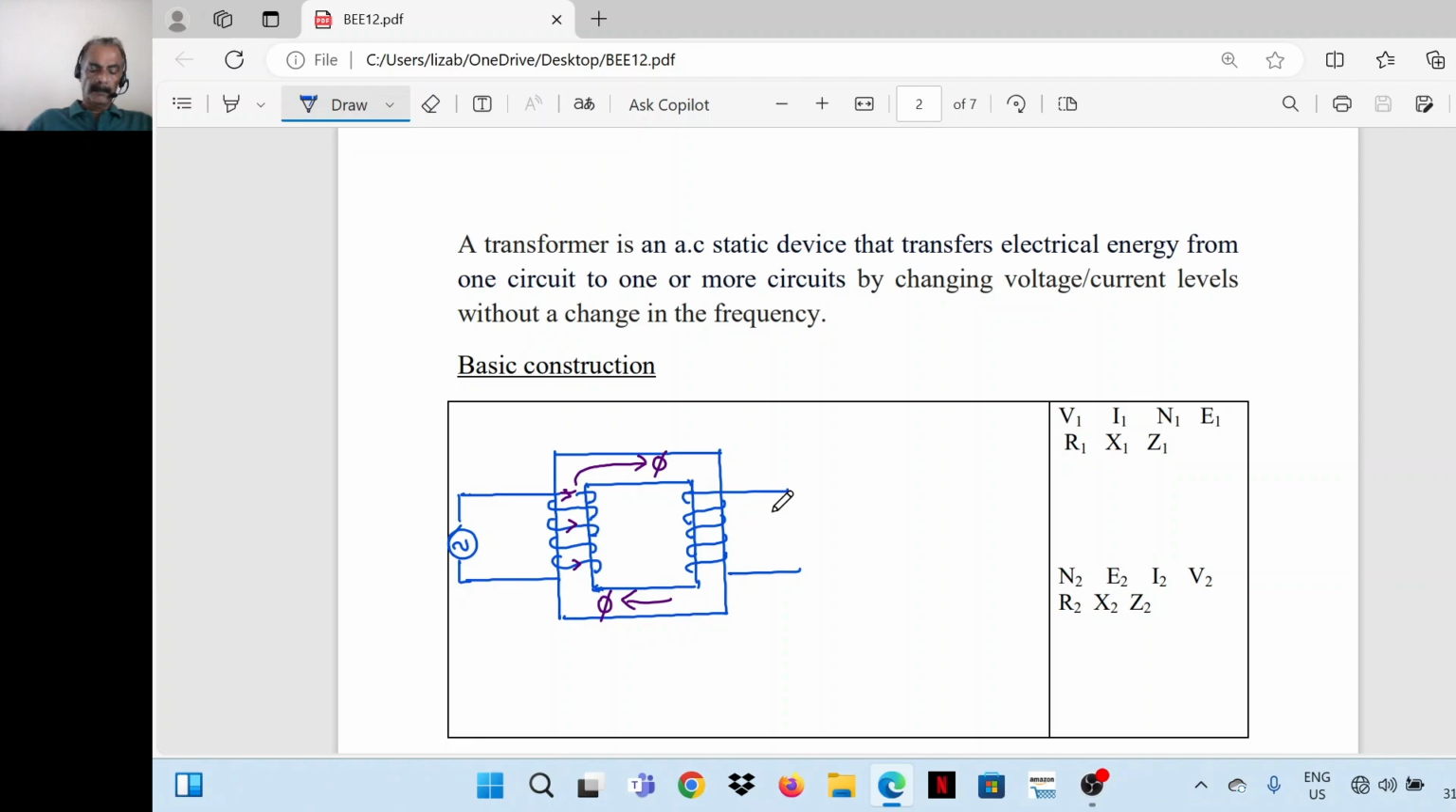Now, a transformer is shown in the figure. This is a transformer. The essential parts are a core and two windings. One winding, let's call it the primary winding, the other one the secondary winding.